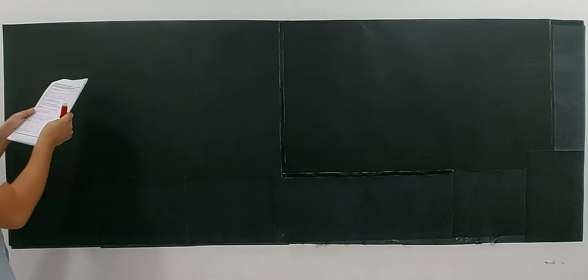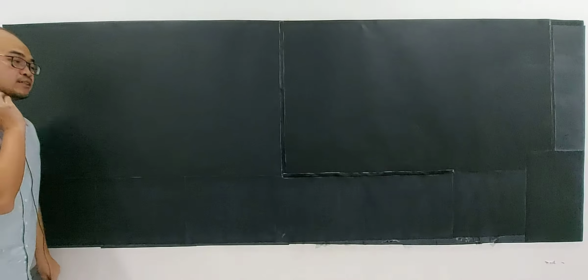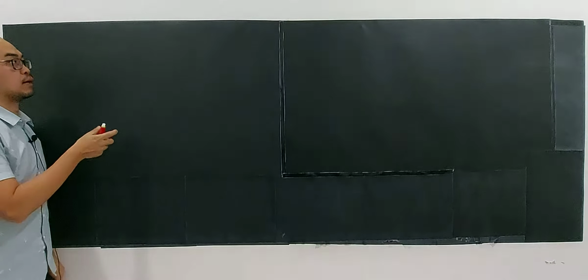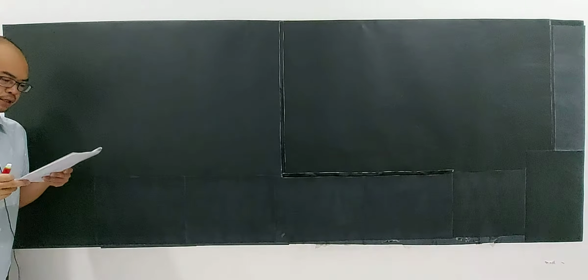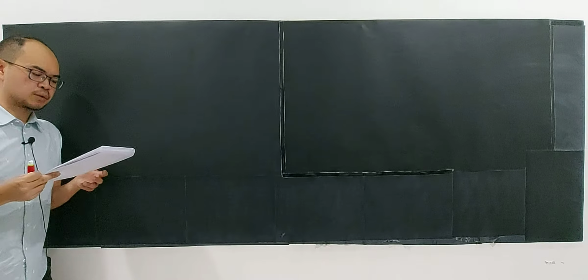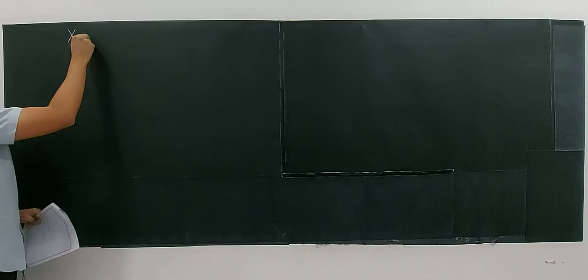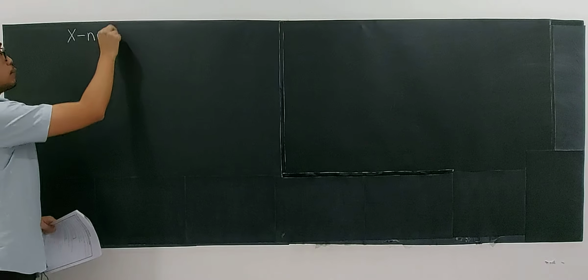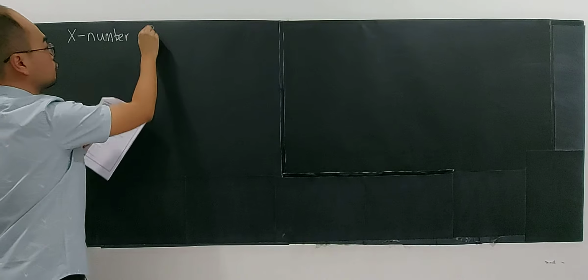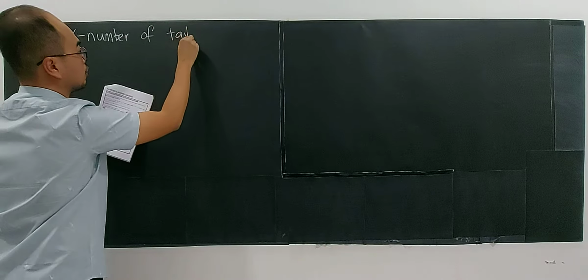This problem is given that 3 fair coins, right? Each coin has 2 possible outcomes, either head or tail. And 3 fair coins are tossed. So X represents the number of tails.